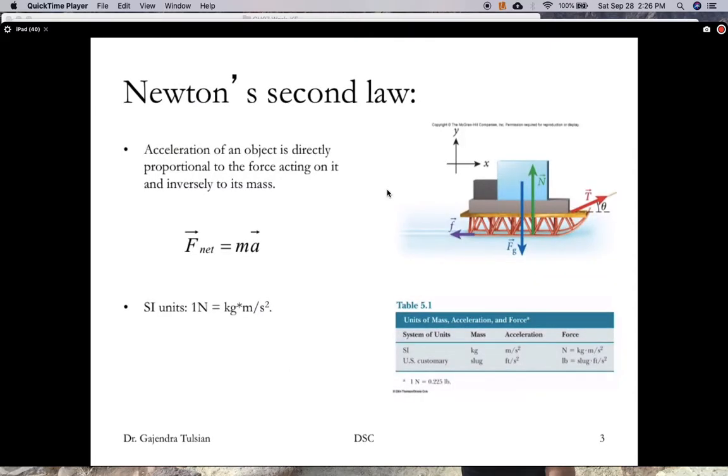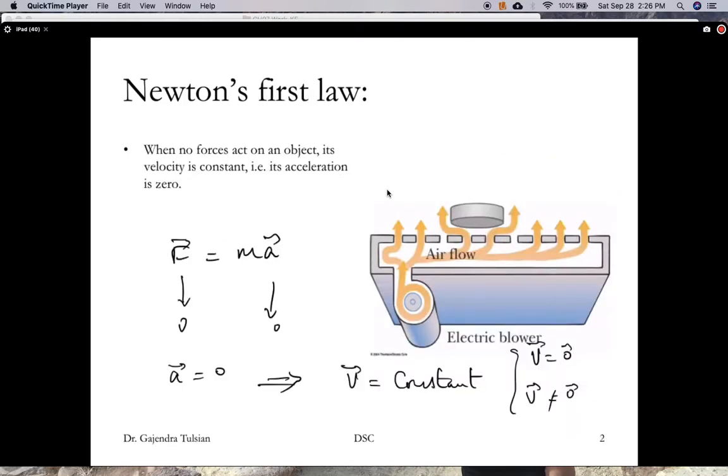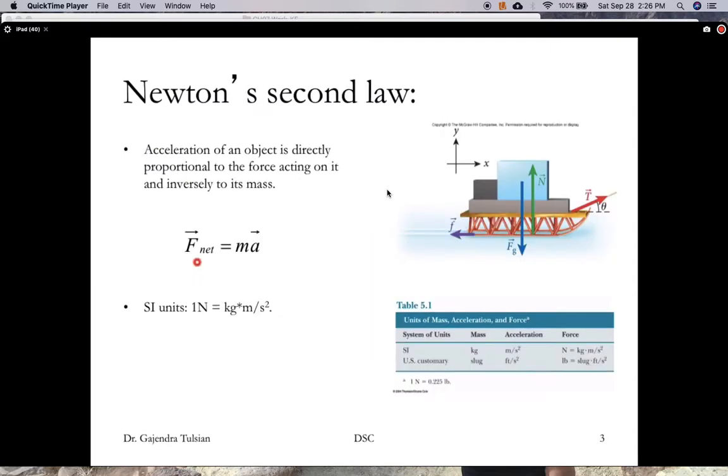Okay. So here's Newton's second law. Newton's first law is a statement about when the force is zero. Newton's second law is a statement about when the force is not zero. When you have a net force acting on an object, the object accelerates. Units for acceleration are meters per second squared, units for mass are kilograms, and this combination of units is called a Newton.